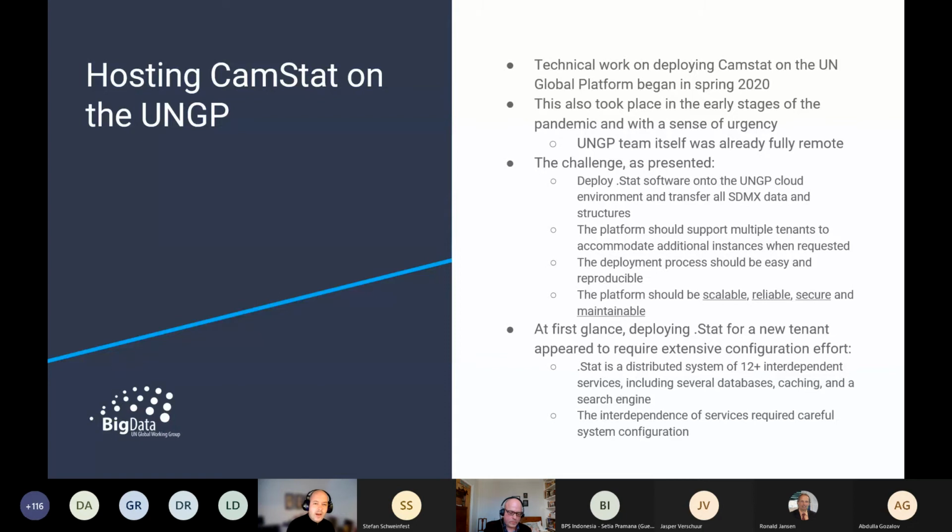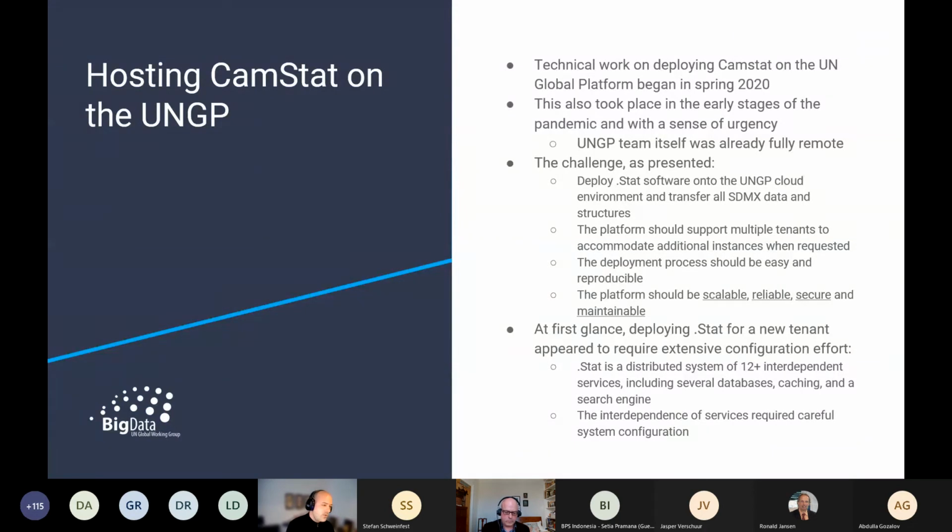So it's early 2020. The pandemic is starting. Of course, the global platform team is already remote at that time, so that was a valuable advantage, I think, that we had. We weren't tied to VPNs that were specific to UN infrastructure, so we had a lot of flexibility in how we designed the solution.